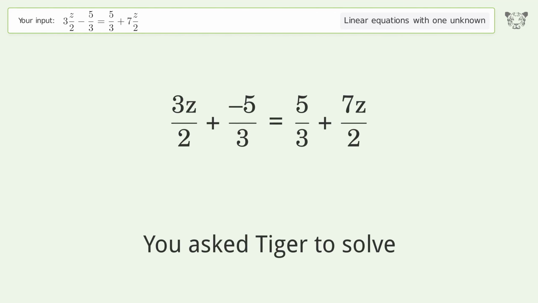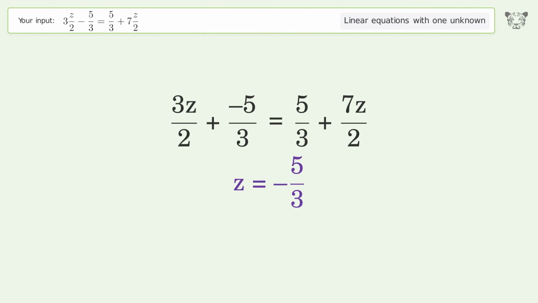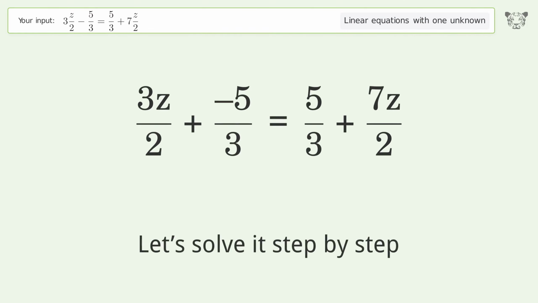You ask Tiger to solve. This deals with linear equations with one unknown. The final result is z equals -5/3. Let's solve it step by step.